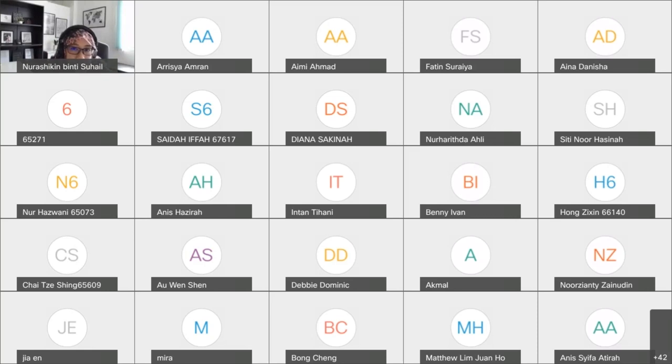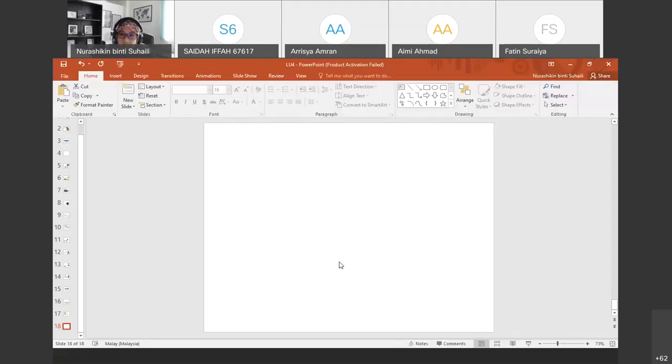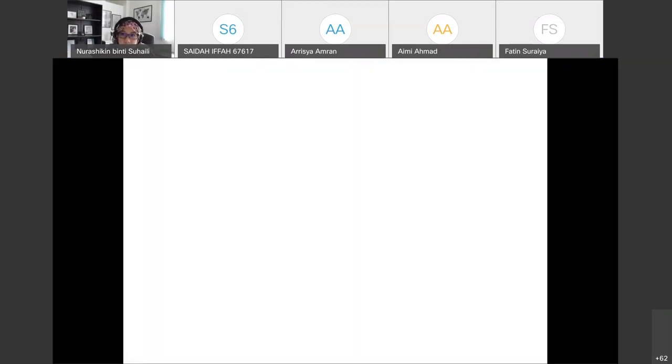So for example like this. Thank you for the question. Okay, you guys can see this empty blank slide. Okay. Can you see this slide? Yes. Okay. So just now you asked about the baffle, right? How?